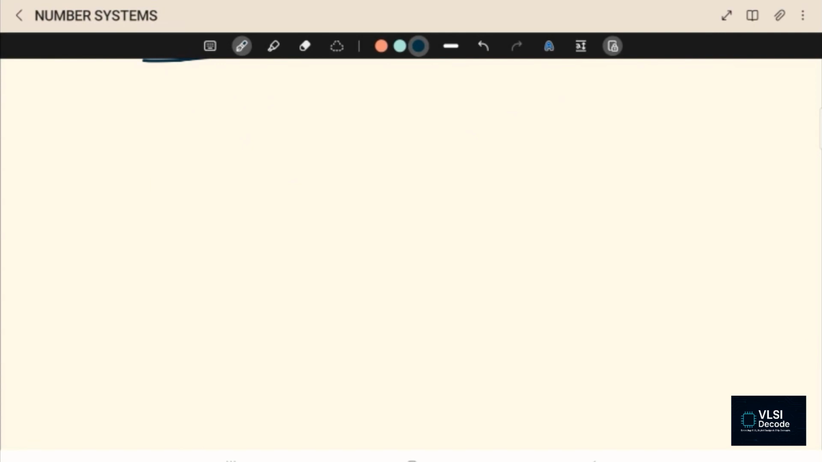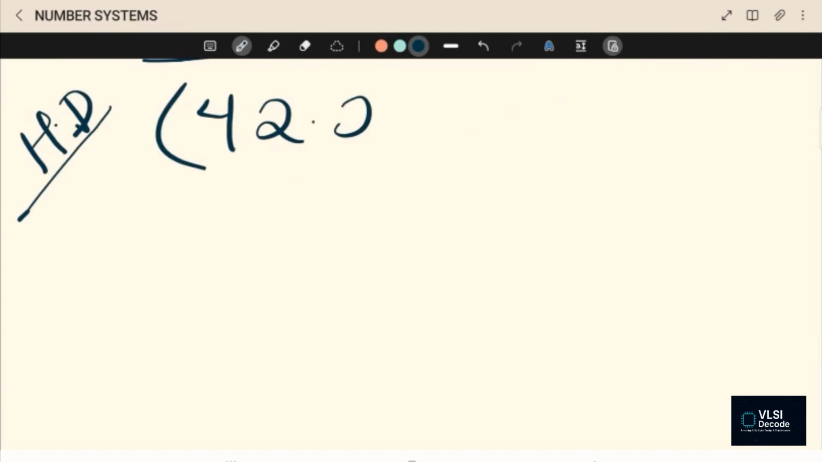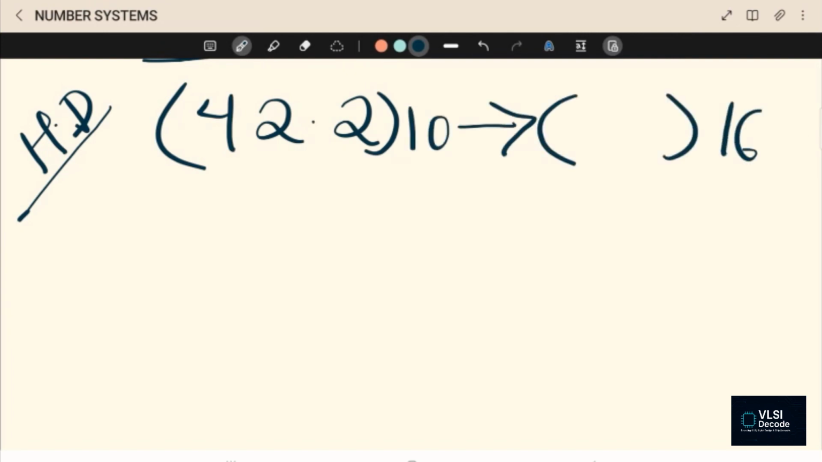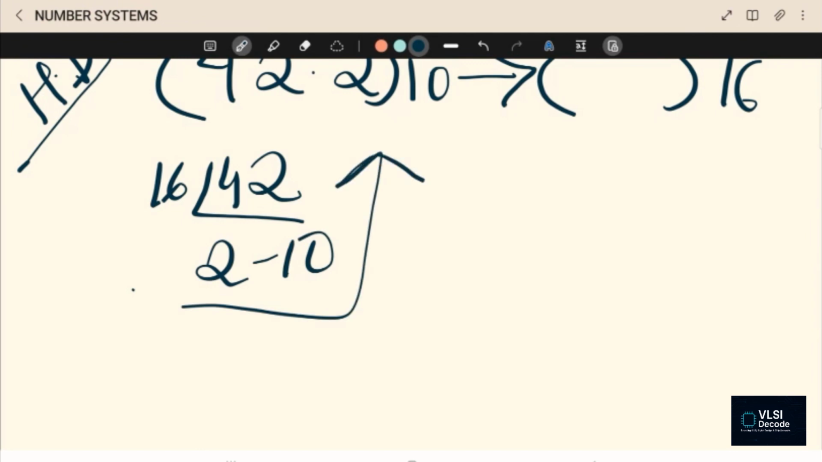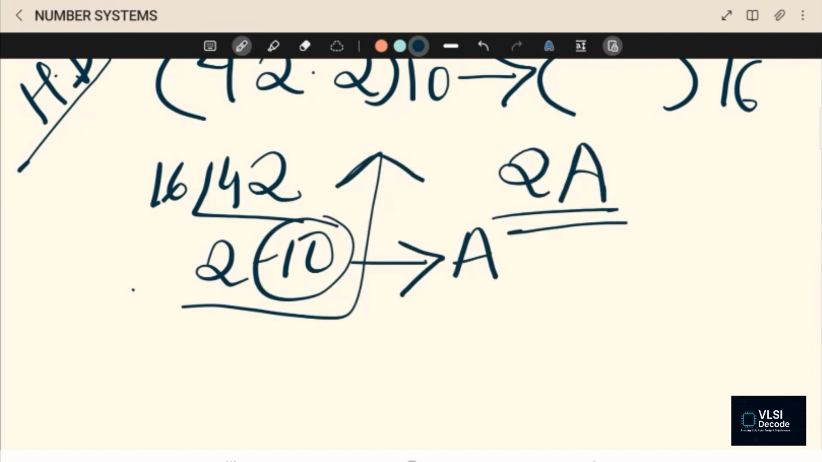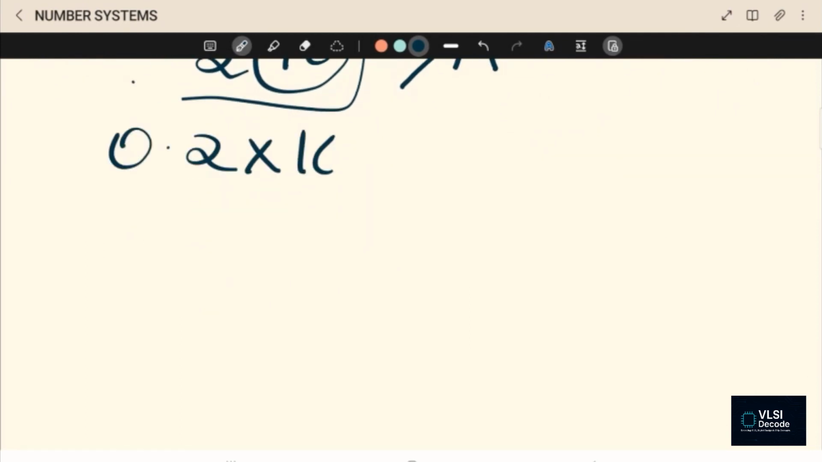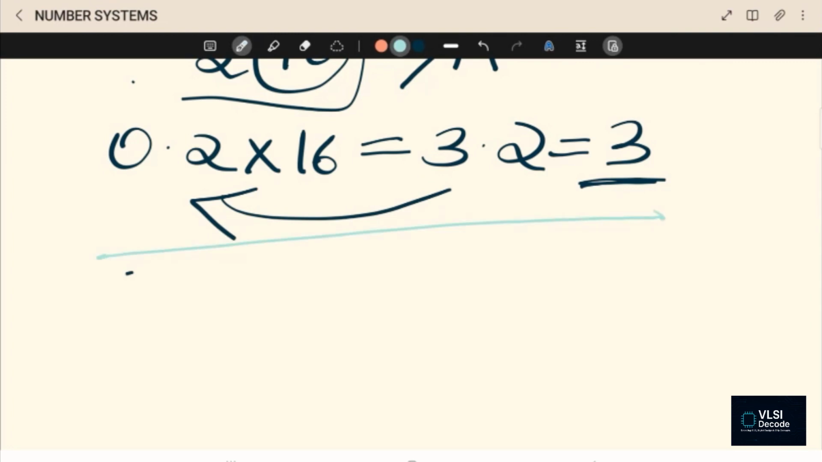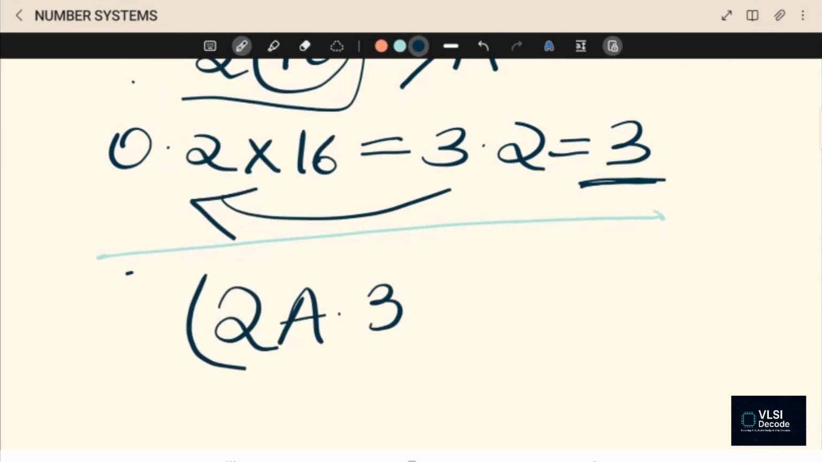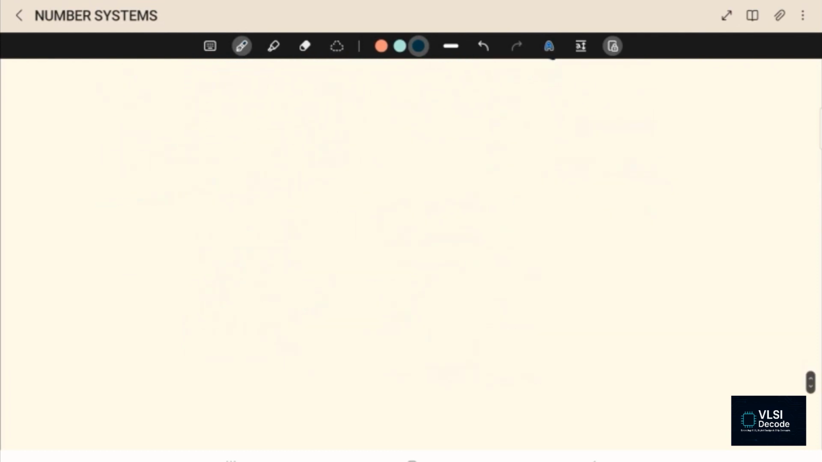Now let's see hexadecimal. Same example, I'm taking 42.2 to the base 10. You have to convert it into hexadecimal. How will you convert? Simply divide the given integer value by 16 and take the values from bottom to top. And for the fractional part, you have to multiply. Simple. So the answer will be 2A.3 because in hexadecimal A represents 11.